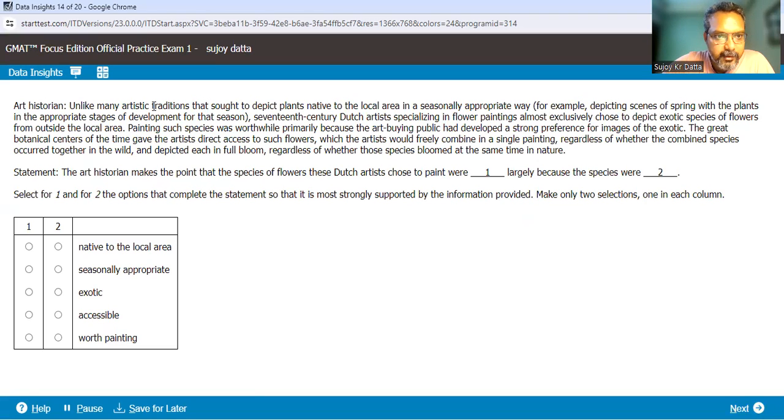Next, an art historian says that the Dutch tradition, unlike many artistic traditions, has sought to depict plants native to a local area reasonably appropriately. For example, depicting scenes of spring with the plants in the appropriate stages of the season. Okay.